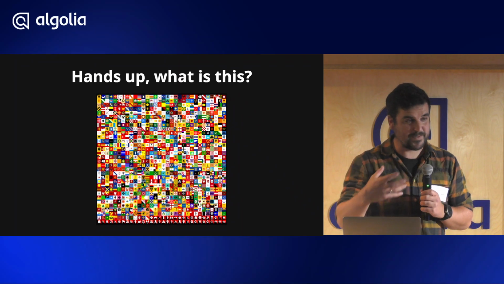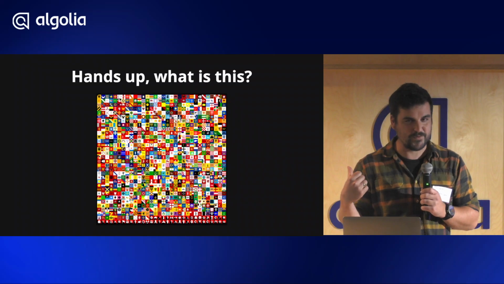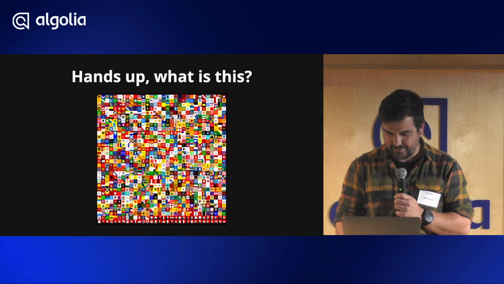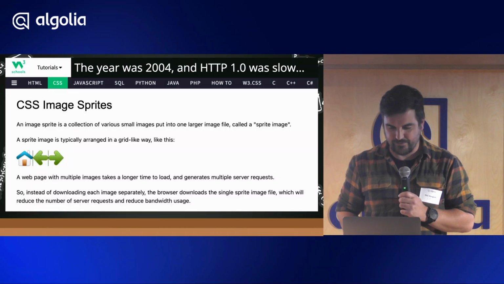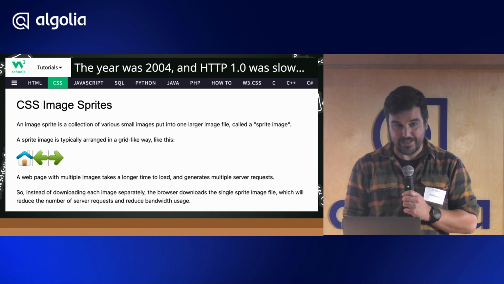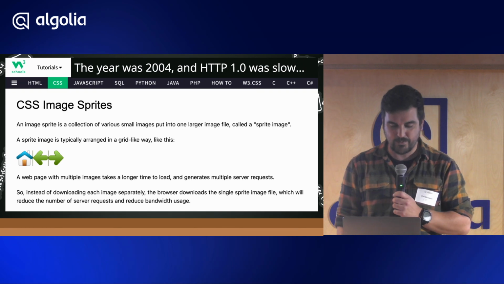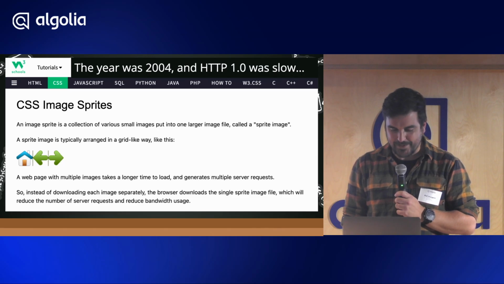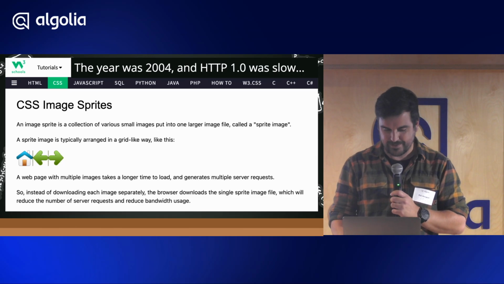Flags, sure, but specifically, what is this technology that we're using by grouping all these images together? Sprites, exactly, image sprites. The year was 2004. HTTP 1 was very slow. The technology of image sprites was a new fangled way to, I shouldn't use words that don't exist in English, let alone French. It was a lovely new way to make images load quicker.